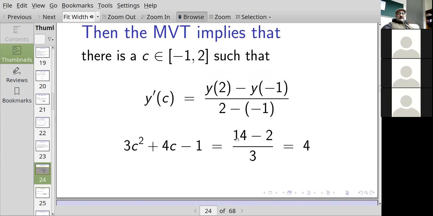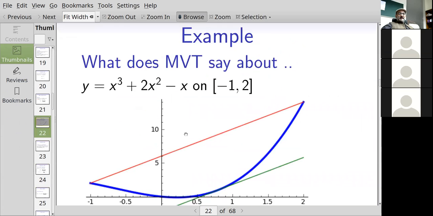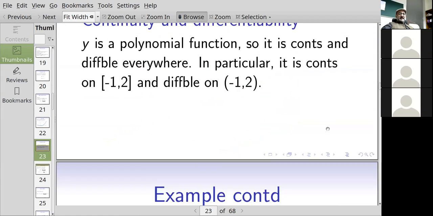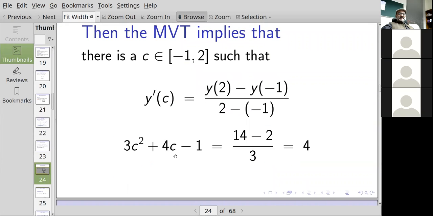y of 2 is 14. y of -1 is 2. And what's the derivative? Well, in general, the derivative is 3x squared plus 4x minus 1. So at the point C, that gives you 3c squared plus 4c minus 1. That's equal to the average rate of change, 14 minus 2 over the interval of length 3, and that's equal to 4. So somewhere on the interval, once again, this is a misprint.